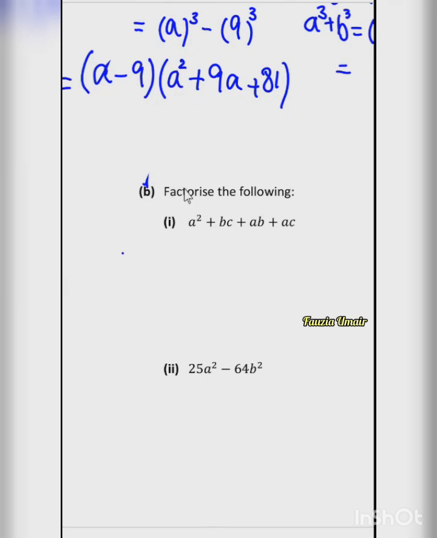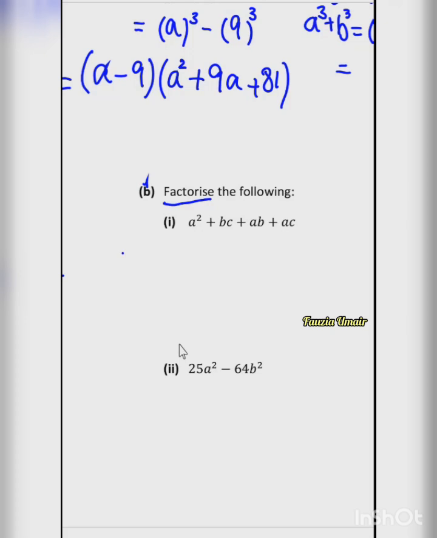B part is factorize. So when this word comes in the paper, factorize, you need to recall all the possible factorization methods, starting from taking the common out. Then we have done grouping and taking the common. Then there were 3 formulas we did. And then lastly we did the middle term breaking method. All right. So what do you think? 4 terms are there. You need to identify which factorization method we can use.